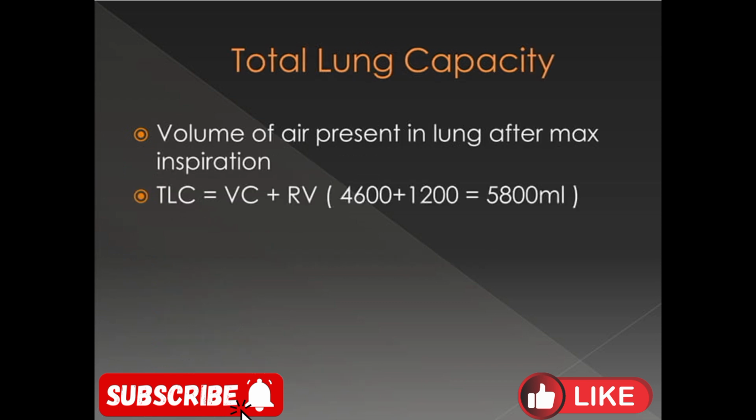And what is total lung capacity? It is the volume of air present in the lungs after maximum inspiration. So total lung capacity is equal to vital capacity plus residual volume. As we know, 4600 is the vital capacity and 1200 ml is the residual volume. So total lung capacity is 5800 ml. The average adult human being has a lung capacity of approximately 5 liters, but only a small amount of this capacity is used during normal breathing.